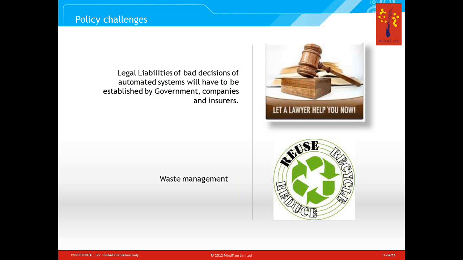So for example, legal liabilities. We are talking about very smart objects which can apply the brakes and stop your car. We talked about robots which can do a lot of things, and we are talking about industrial applications where the machines take decisions, vital decisions. So if something goes wrong, who is to be blamed, and who takes the responsibility? So a policy framework needs to be designed, and companies, insurers, and governments need to work together.